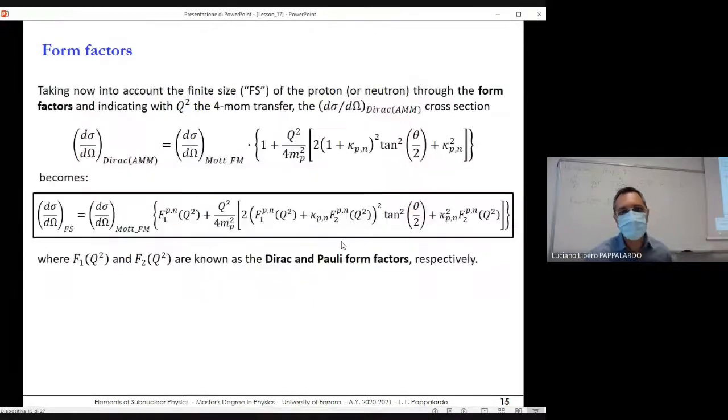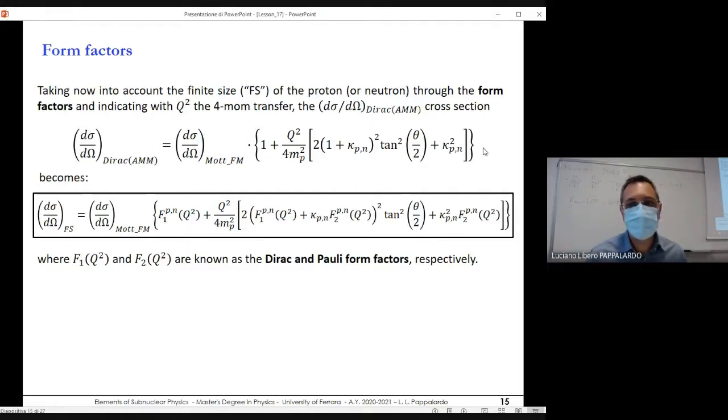Okay, so let's continue now our story about the cross-section. We interrupted at a certain point because we had to introduce the form factors. Let me recap our previous result. This was the cross-section of elastic scattering, where the proton is now a Dirac object, where we also take into account the anomalous magnetic moment. So this was the relation that we obtained.